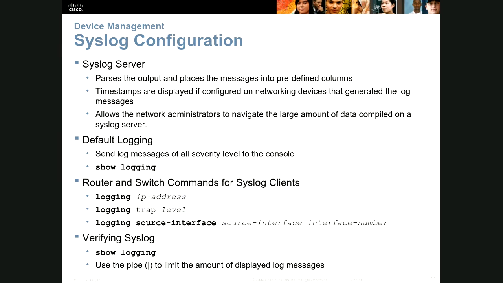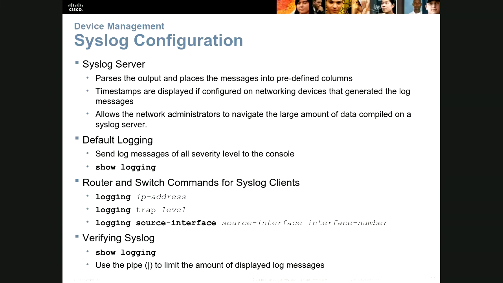So it's going to take the output and put it into columns. Of course, we want to turn on timestamps. Then network administrators, security researchers, and security incident people can look at this large amount of data, match the dates and timelines, and figure out what's going on. By default, all log messages are sent to the console. Like when you type no shutdown and the log message pops up on the console that the interface went up and up. You could type show logging and see this on the screen.